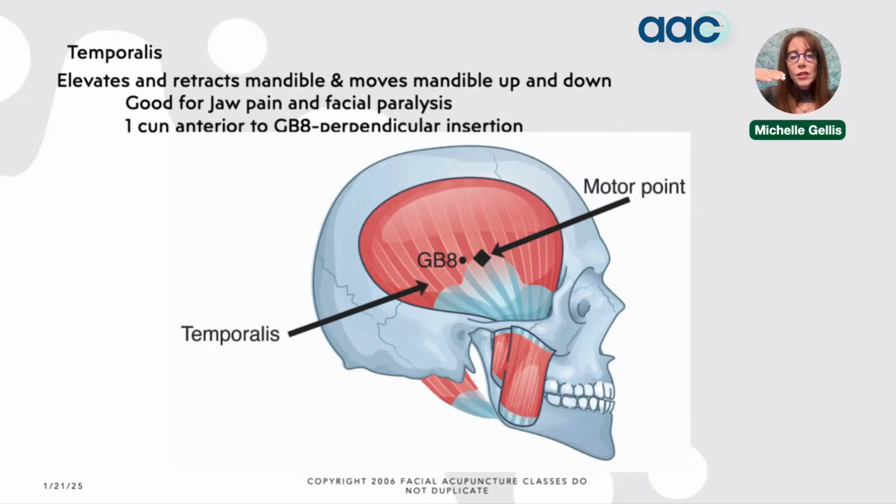The temporalis works with the masseter, here's the masseter, to move the mandible up and down. And when a person has TMJ, the temporalis can get very tight, and by releasing this motor point, it can relax the entire side of the head and face and jaw.